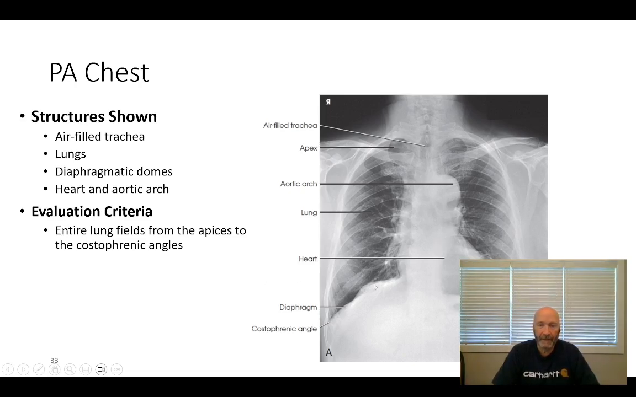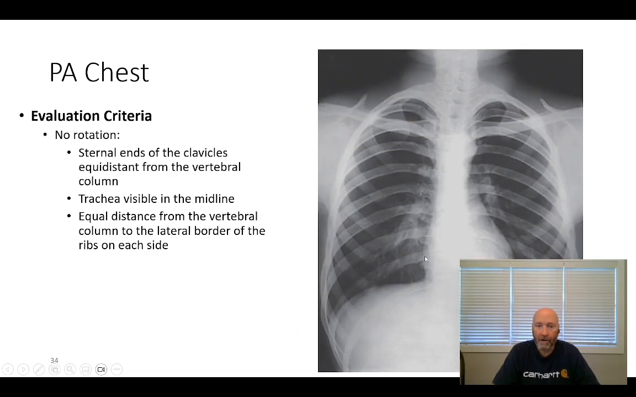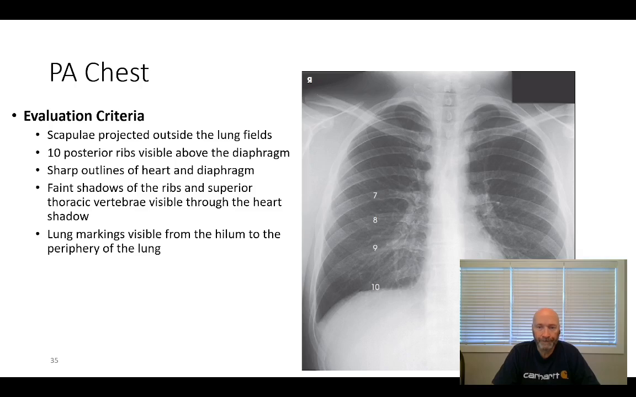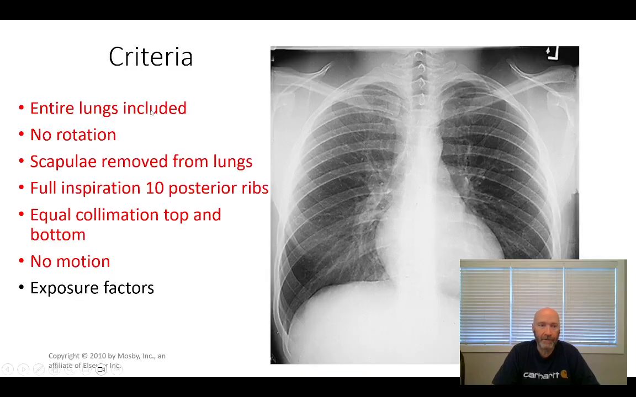So we've talked about this: top to bottom, left to right, aortic arch, no rotation. You should see the domes of the diaphragm, all the stuff. Your criteria: you should see the entire lungs without rotation, scapula removed because you rotated the patient's shoulders. Full inspiration gives you 10 posterior ribs. Remember, your posterior ribs go all the way to the spine. Equal collimation at the top and the bottom, no motion, and your exposure factors should be right.